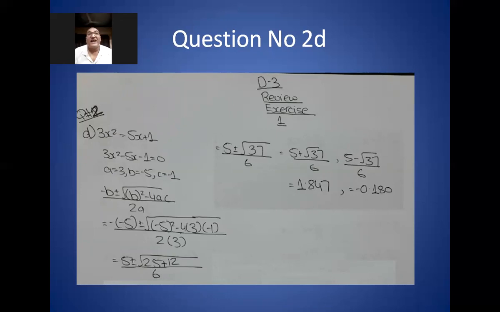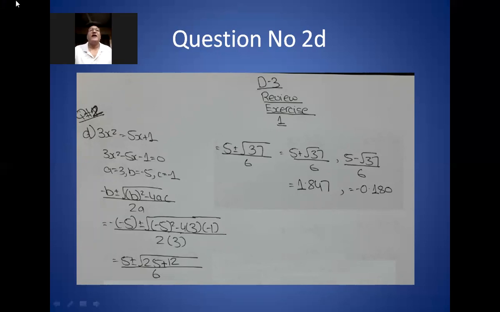The coefficient of the x square is 3. The coefficient of the x is minus 5. The constant term is minus 1. So the a value is 3. The b value is minus 5. The c value is minus 1. We have to solve by using the quadratic formula. So I will write the quadratic formula here. The quadratic formula is minus b plus or minus under root b square minus 4ac, and the whole thing divided by 2a.